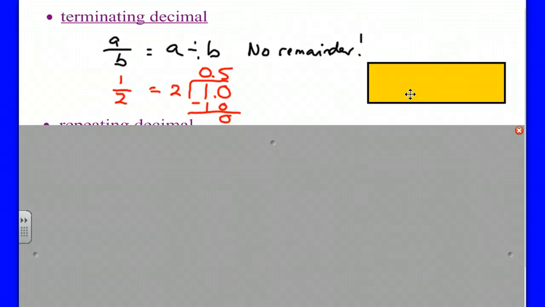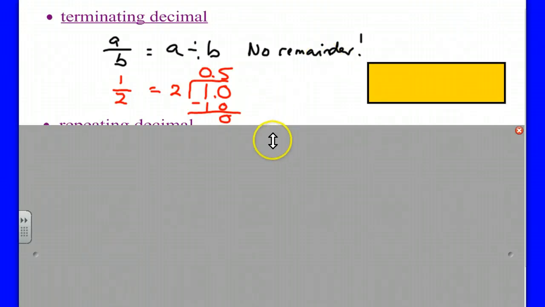We know everything about this number. 1/2 is 0.5, and we know everything about it. If we were going to add a digit after the 5, what number could we put? 0. And we would just put zeros infinitely if we wanted to. Okay, so that's a terminating number.